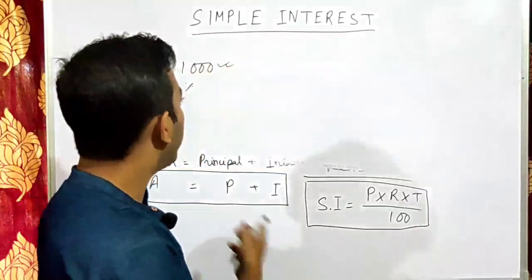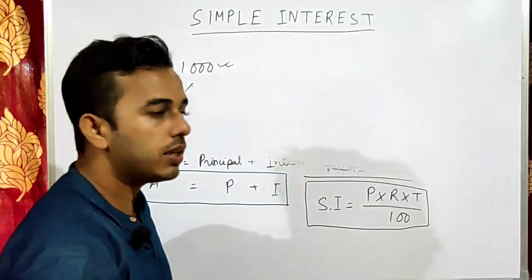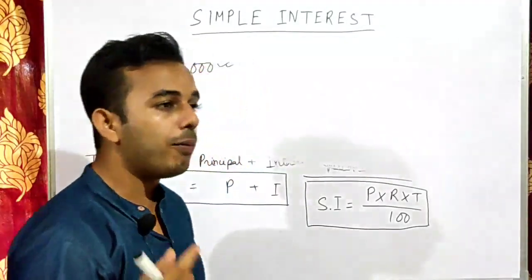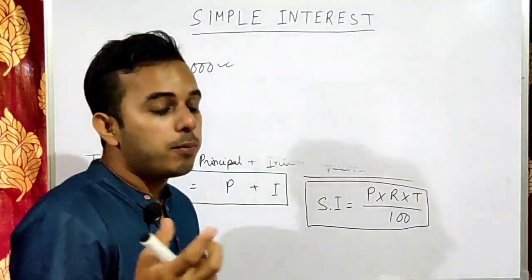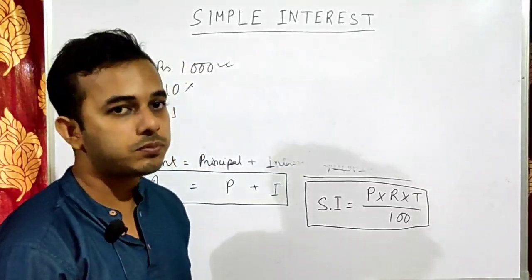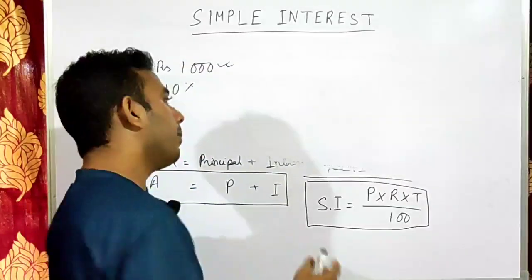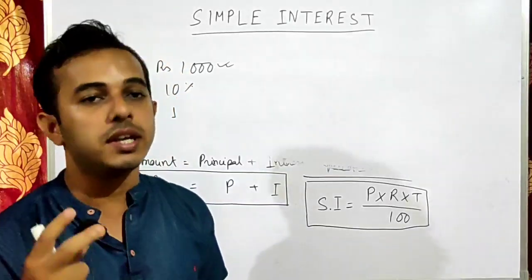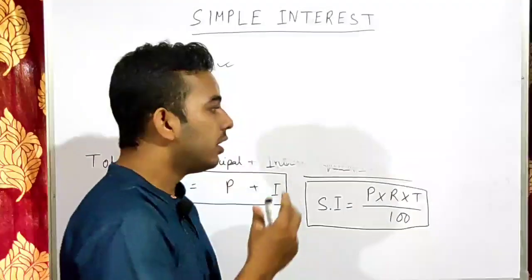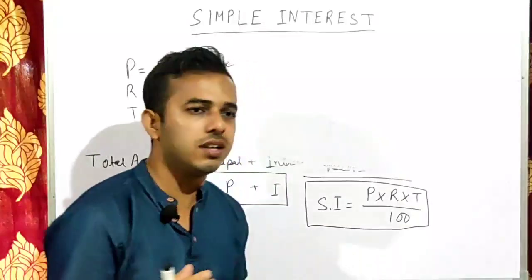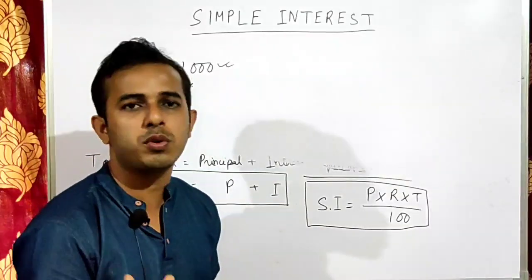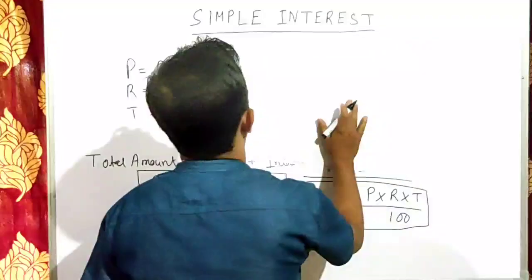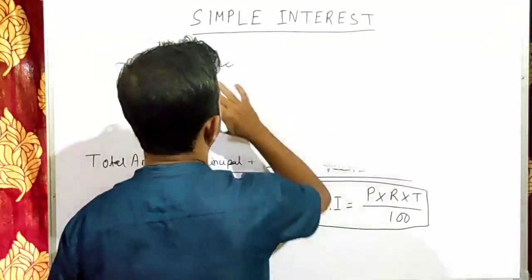The amount is 1,000, and the rate of interest is 10%. Now how much profit will you gain by lending this money? We will find that. This is known as interest. You can say interest is another word for profit. So now let's find out the interest.